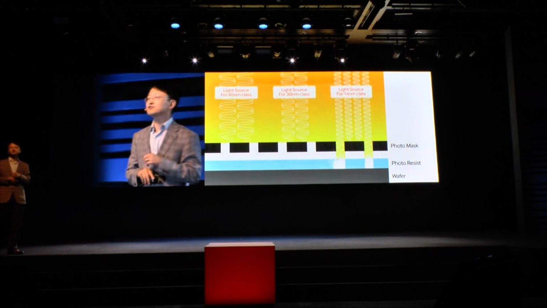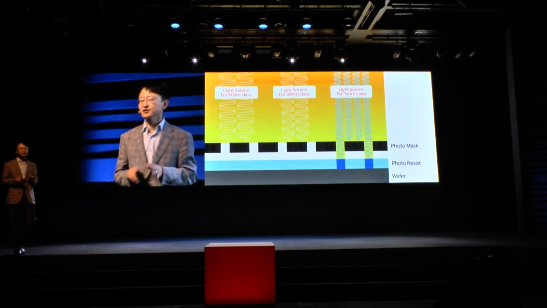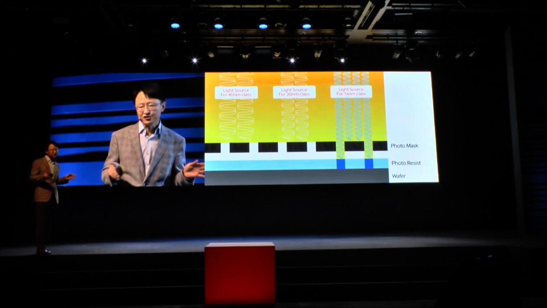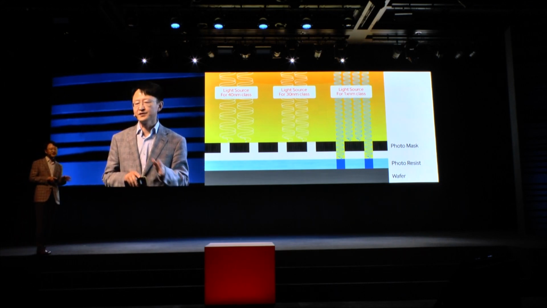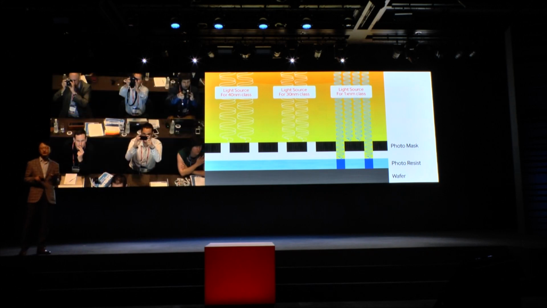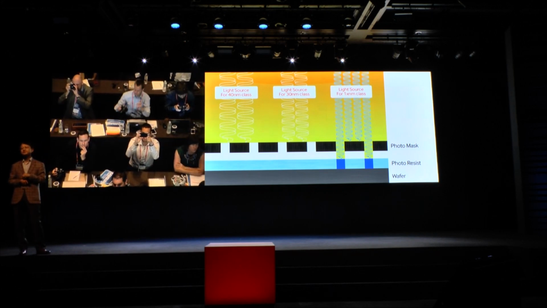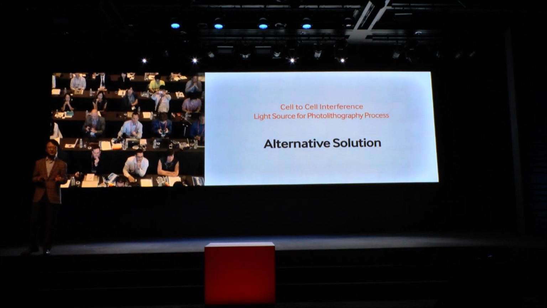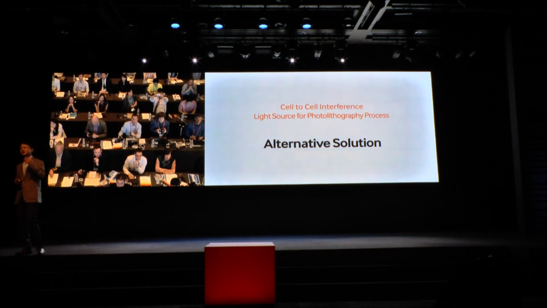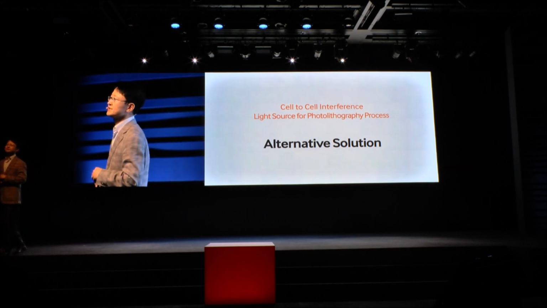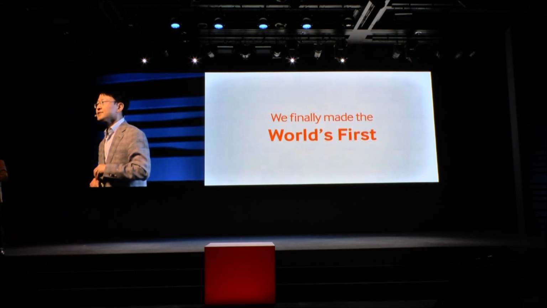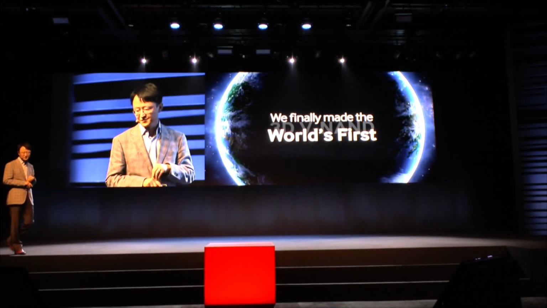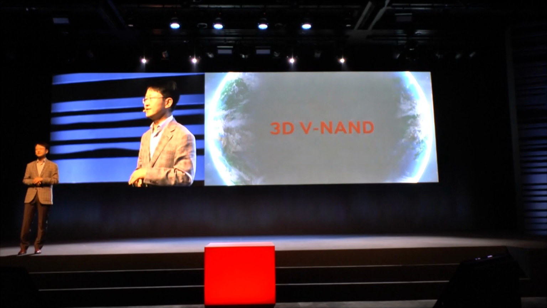So, we need to develop lasers with a shorter wavelength for 1x nanometer class patterns. The issue is the new equipment for 1x nanometer patterning requires huge investment. Thus, we tried to find an alternative solution to overcome these two obstacles that I described. And we were finally able to develop the world's first so-called 3D V-NAND.